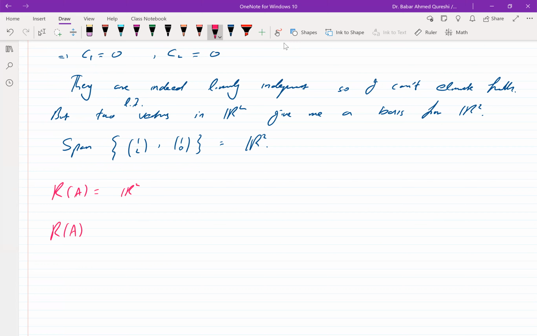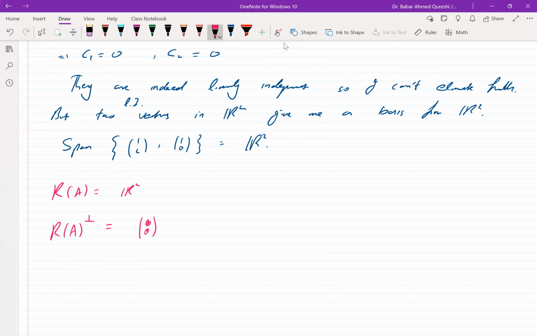Then what would be the orthogonal complement? The only vector over here would be (0, 0). It's just a zero-dimensional space. Only one vector is orthogonal to all the vectors in R2, because R2 is the full space, and there are no other vectors which have zero scalar product with every vector in R2.